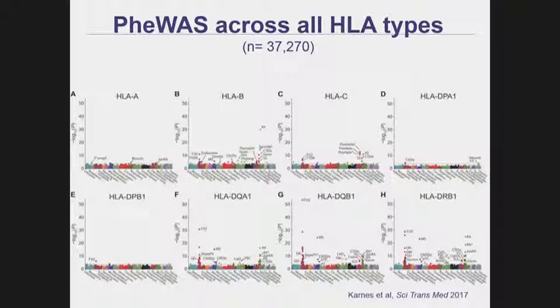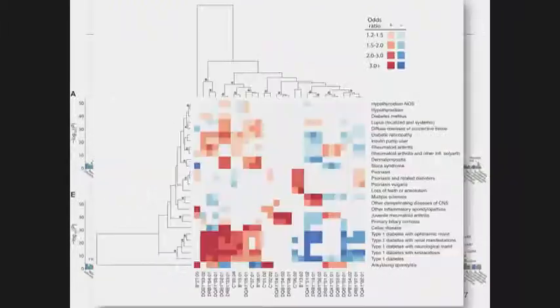and you can see different HLA regions in this case associating with a number of different autoimmune diseases primarily. And then you can look at a given HLA type and show that one HLA type may be associated with risk and protection for different diseases in the same population.